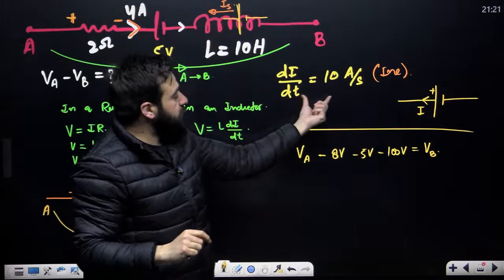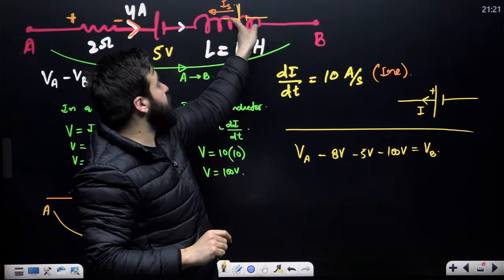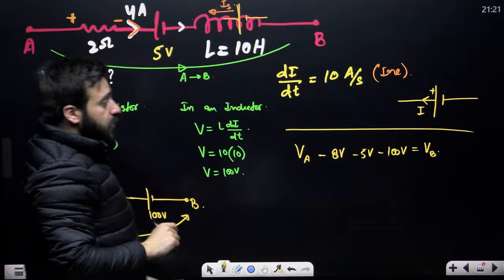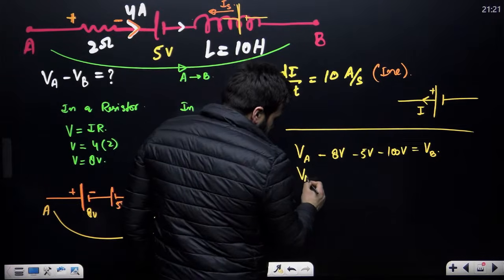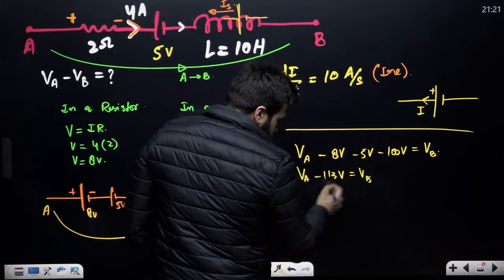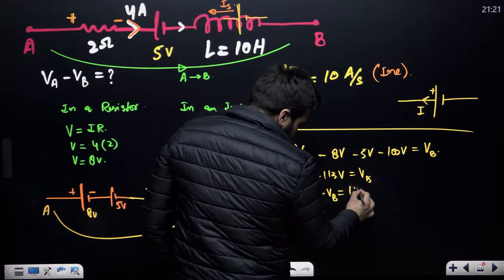Here, if the primary current is increasing, the secondary current will oppose it. It will create a secondary current which will oppose it. That is only possible if this is the positive terminal and this is the negative terminal, because current always comes out of the positive terminal. So this will be VA minus 113 volts is equal to VB. So take it over there: VA minus VB will come out to be 113 volts.